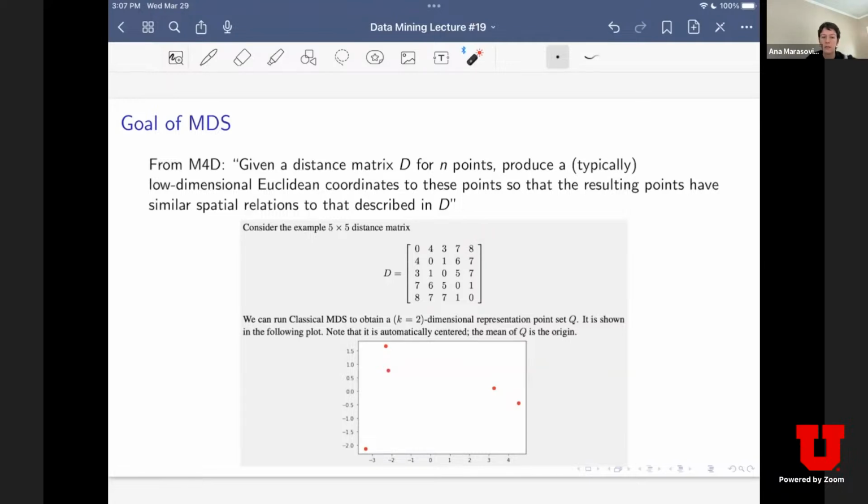And if you run this algorithm that we are going to go over today, this multidimensional scaling algorithm, and you want to get a 2-dimensional representation of those original points, you would get something that looks like this. So let's for a moment pretend these are 5 nodes in our network, and this distance matrix is the measure of the distances between the nodes in the network, calculated in some way, be it with bandwidth or hops or whatnot.